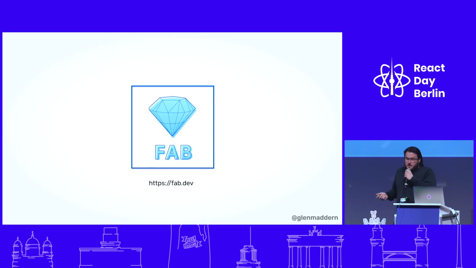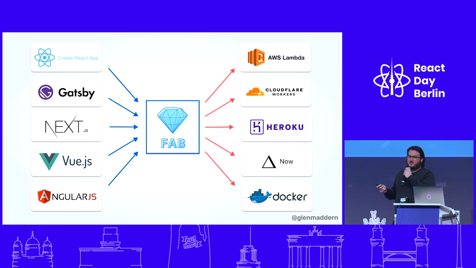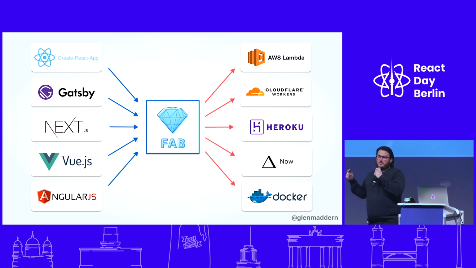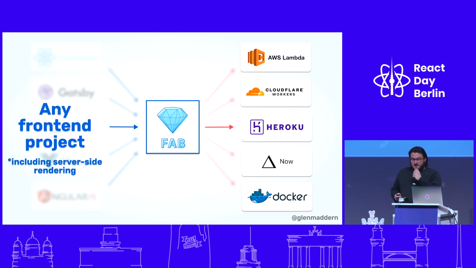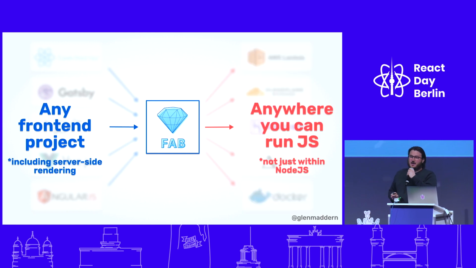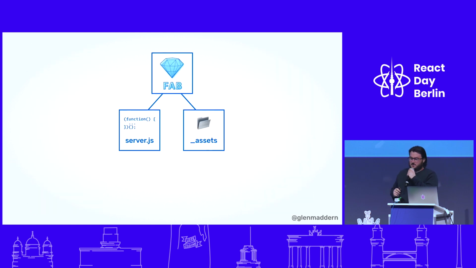My project, Fab, is an attempt to give us a pivot point so that framework authors can concentrate on just supporting a Fab, and then Fabs can run everywhere, and you don't have this pressure coming back from the platforms. The goal for Fabs is that any front-end project, including a full server-rendered app, should be able to run anywhere you can run JavaScript, which is not the same as anywhere you can run Node. Come talk to me if that is interesting to you.